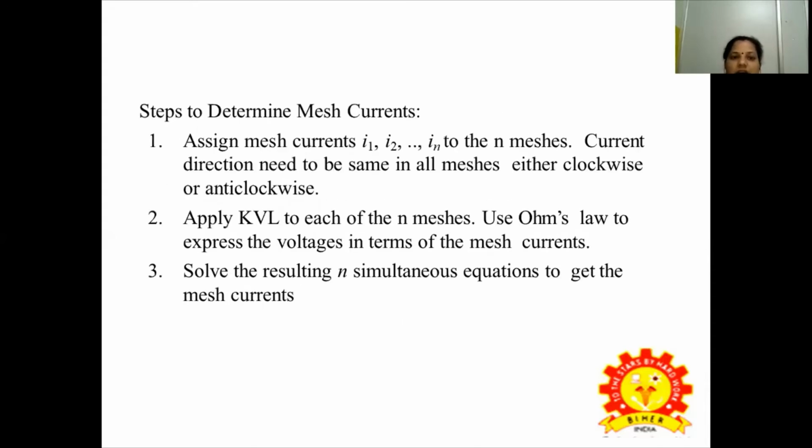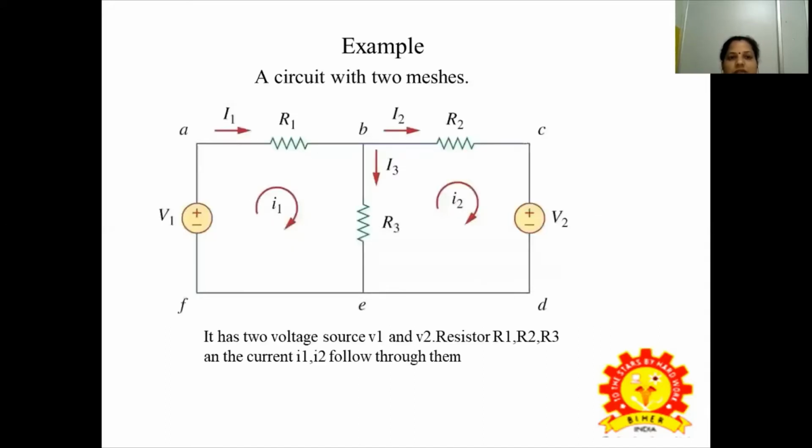So step 2, determine the mesh currents. Assign mesh currents I1, I2 to the meshes. The current direction needs to be the same in all meshes, either clockwise or anti-clockwise. Then apply KVL to each of the meshes. Use Ohm's law to express the voltage in terms of mesh current. Solve the resulting n simultaneous equations to get the mesh currents. So, an example of meshes.